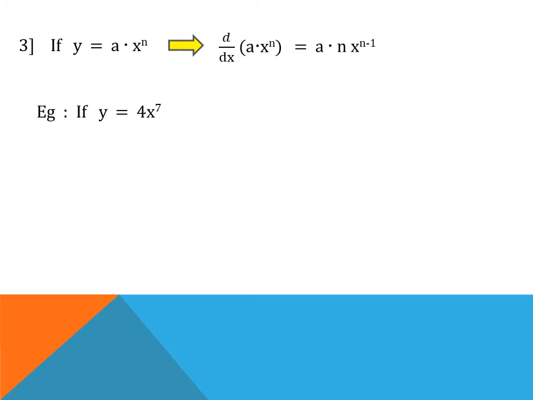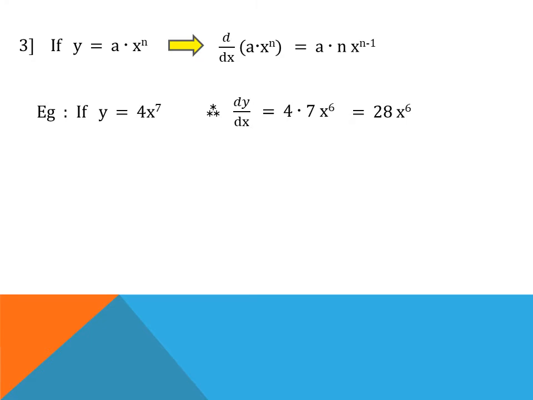So suppose we have our question as y is equal to 4 into x raised to 7. So first 4 will remain as it is. So 4 into derivative of x raised to 7. So the same logic that we used for x raised to n, we'll have it as 4 into 7 into x raised to 7 minus 1, which is 6. So the final answer will be 28 into x raised to 6.